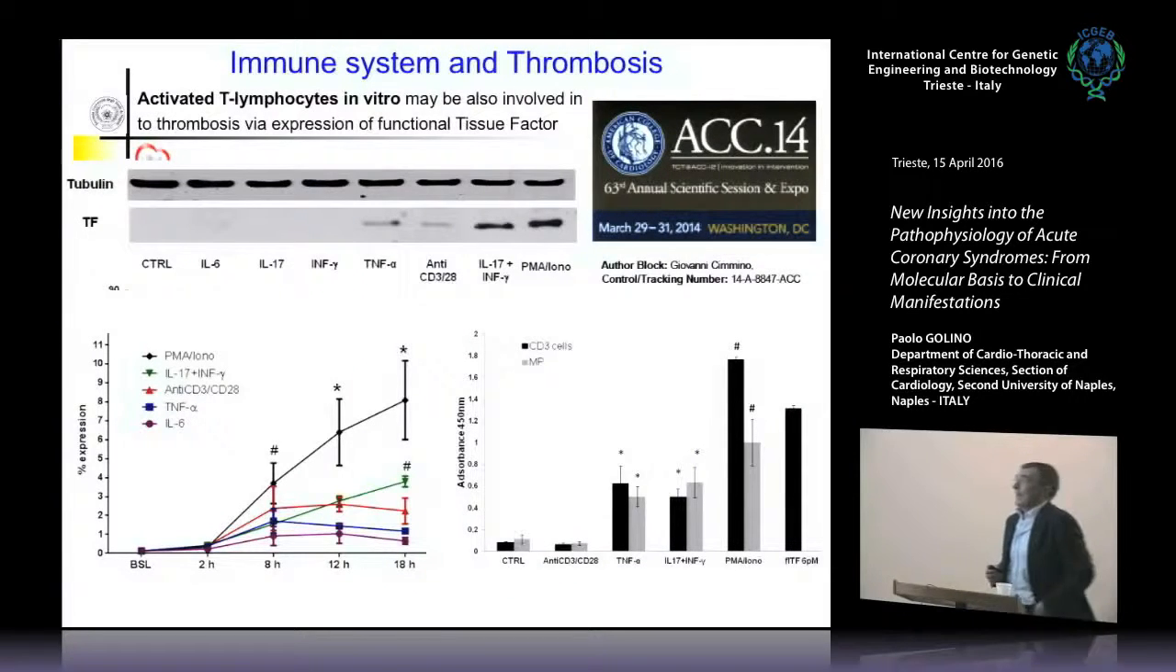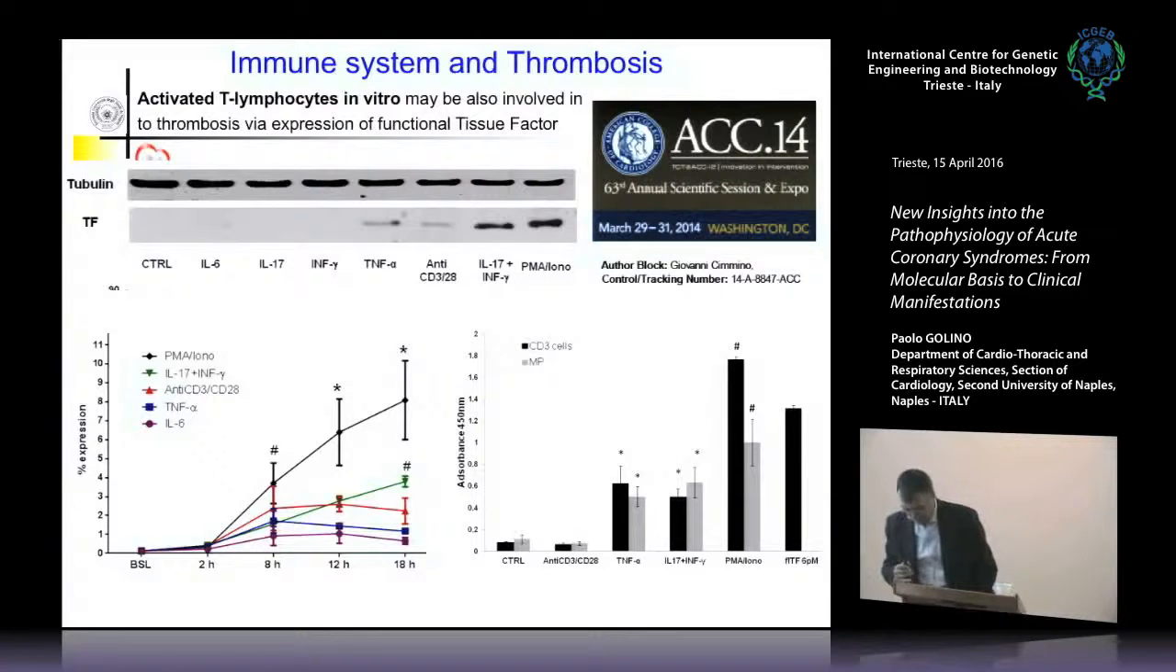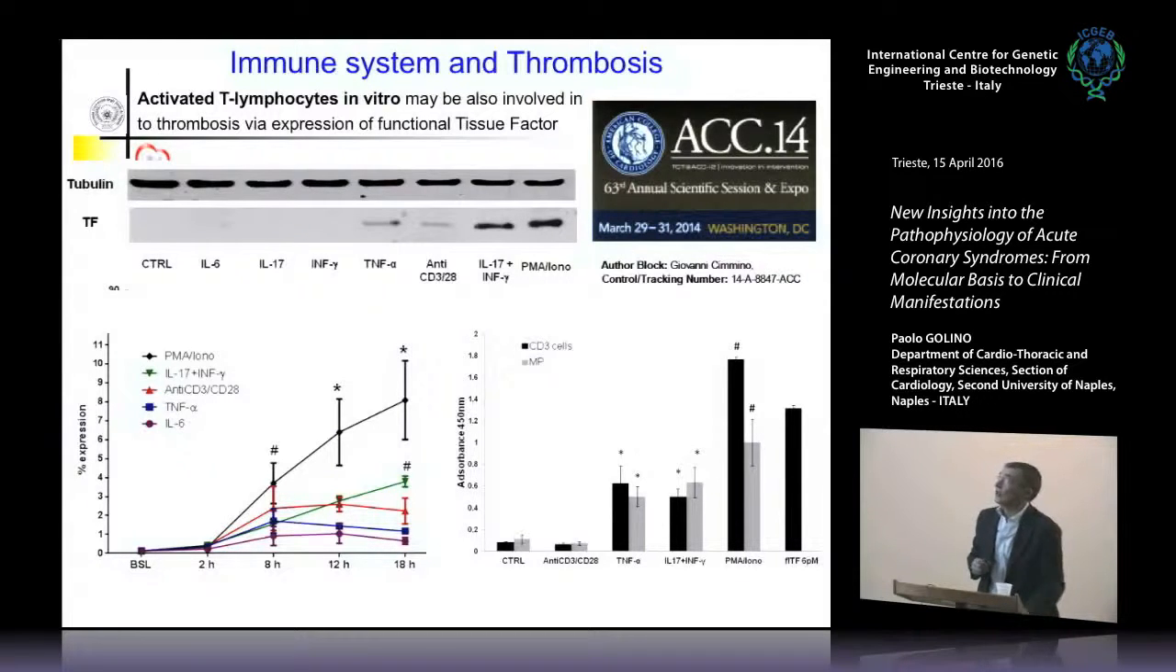Okay, now coming back to the tissue factor and the activation of the coagulation cascade, we think that this molecule is particularly important because it occupies a central role between inflammation and activation of the coagulation within the coronary circulation. These are experiments that Giovanni presented a couple of years ago at the ACC meeting. Hopefully they will be accepted. We sent them a revision just a few days ago.